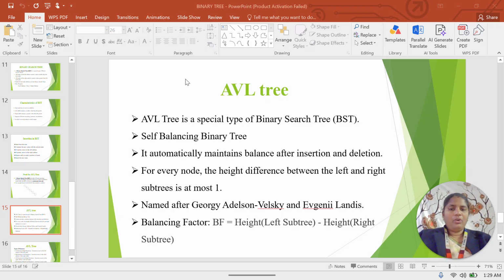AVL tree is a special type of binary search tree. We have seen enough of the binary search tree in the previous video. Next, it is called a self-balancing binary tree. The meaning of self-balancing is that when we insert a node in the tree, if the following condition gets violated, it will automatically balance the tree itself. So the AVL tree is called a self-balancing binary tree. It automatically maintains balance after insertion and deletion.